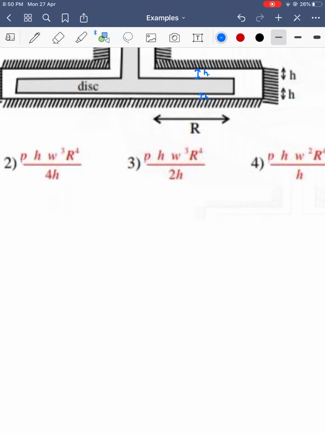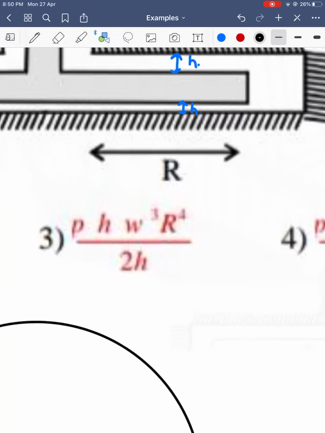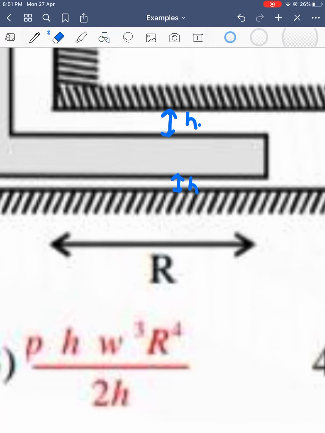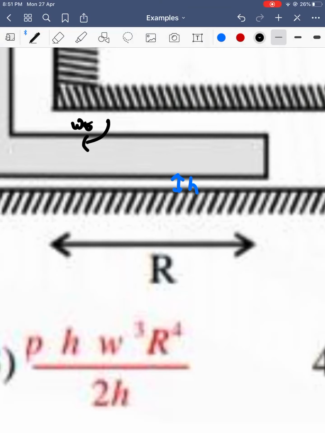Let's draw the diagram from the top view. If you draw the diagram, this is the disk from the top view. It has a radius r and viscous force. See here carefully, it is a little bit tricky to understand. Viscous force, what is the velocity? Angular velocity is omega. I am considering it as omega, and the velocity at this place is r omega.